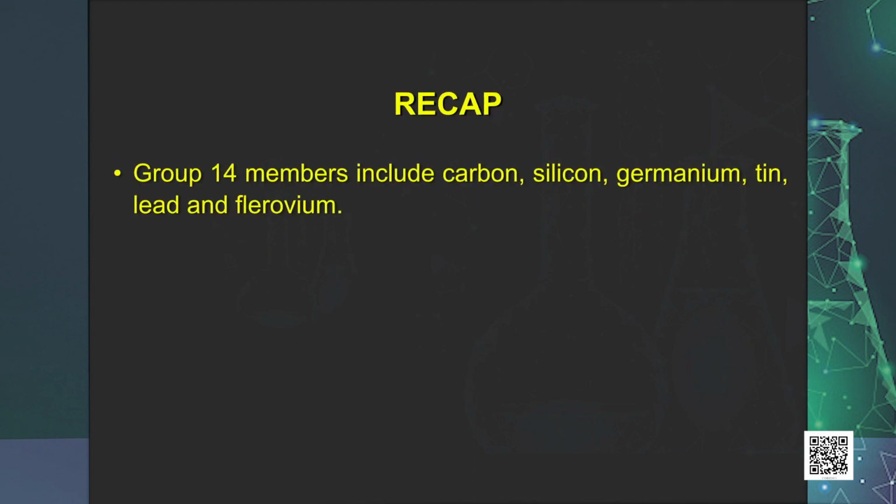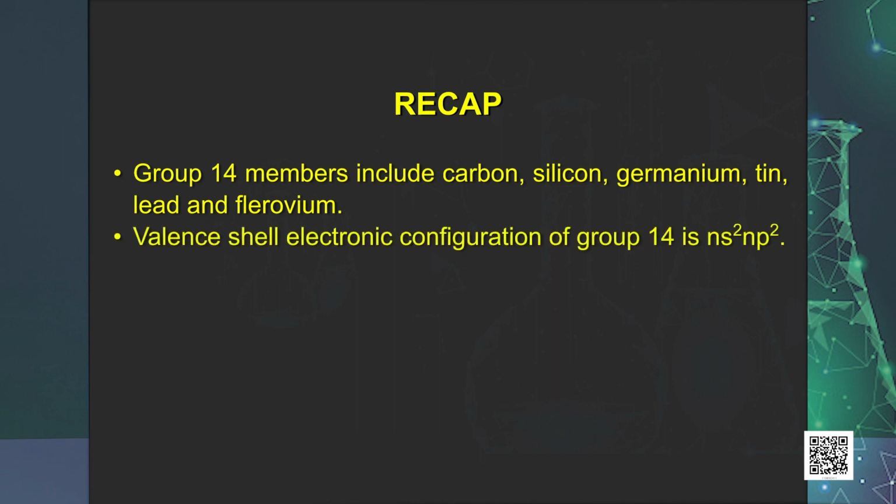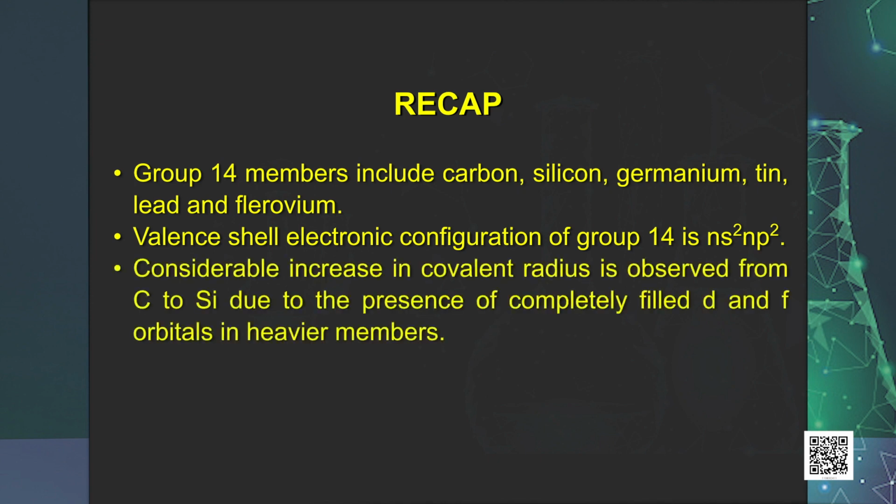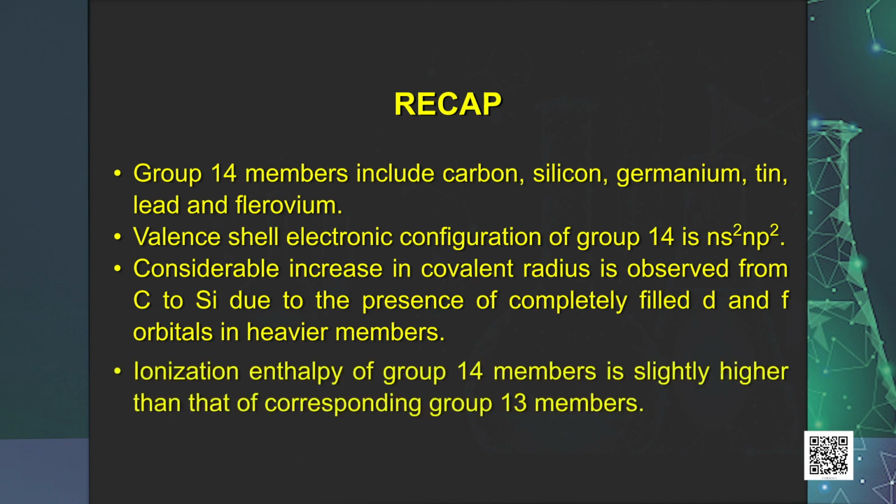Group 14 members include carbon, silicon, germanium, tin, lead and flerovium. Valence shell electronic configuration of group 14 is ns2np2. Considerable increase in covalent radius is observed from carbon to silicon, and only a small increase thereafter, due to the presence of completely filled d and f orbitals in heavier members. Ionization enthalpy of group 14 members is slightly higher than that of corresponding group 13 members.